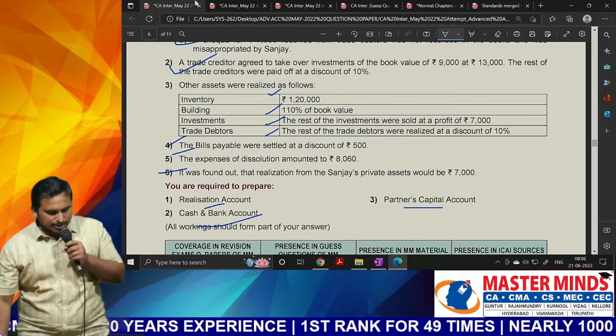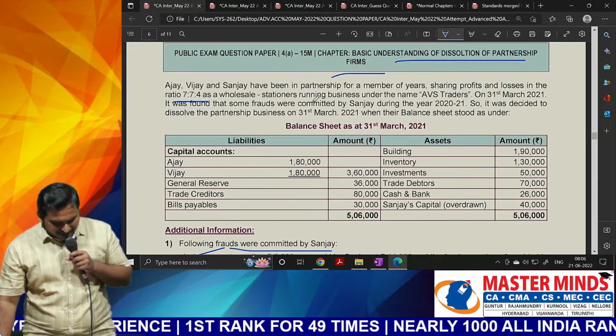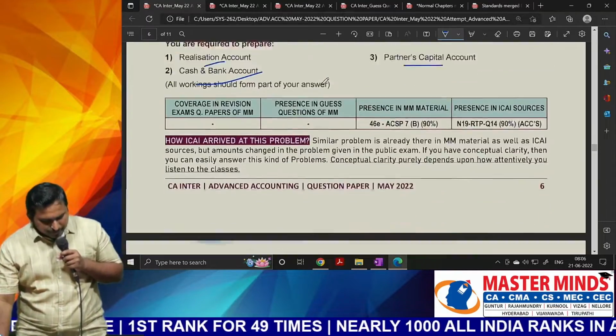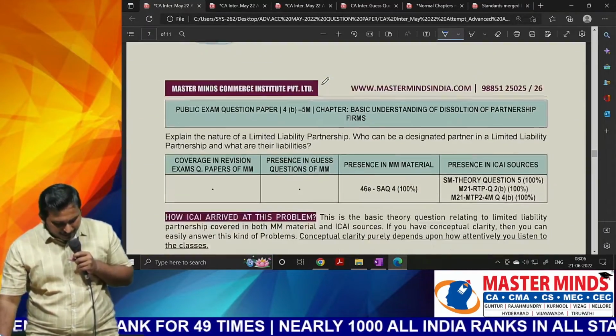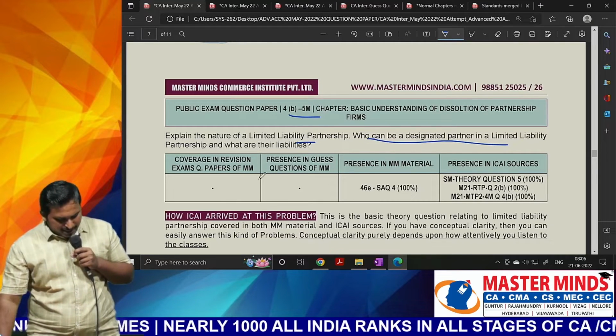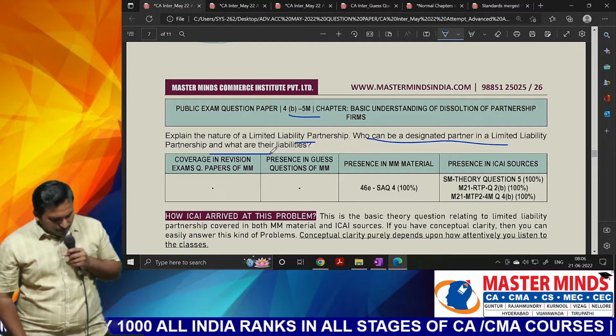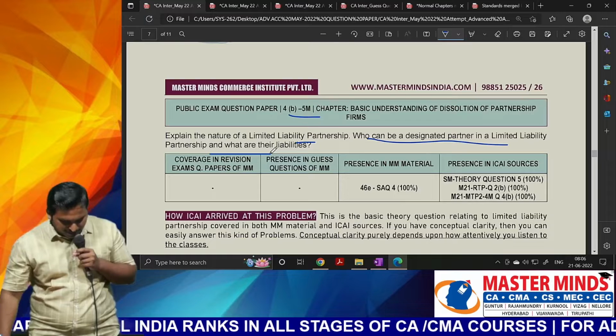Shall we proceed, sir? So this is Question number 4A. Once again given for 15 marks. Then 4B, sir. Now explain the nature of LLP. Who can be a designated partner in a LLP and what are their liabilities? Like that a question was given, sir.